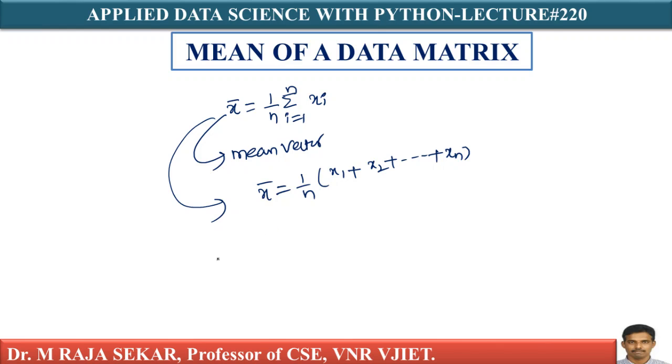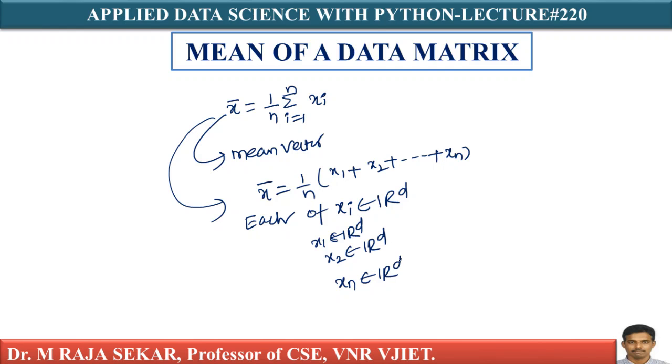Again here, you must understand, each of xi belongs to Rd. Your x1 belongs to Rd, your x2 belongs to Rd, and in a similar manner, your xn belongs to Rd. All these are vectors. X1 is a d-dimensional vector, x2 is a d-dimensional vector, and so on. Xn is also a d-dimensional vector. Then what is your x bar? Your x bar is also a d-dimensional vector.